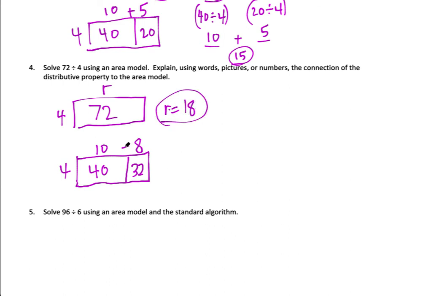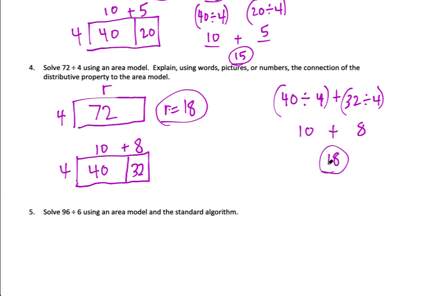Just add up your 2 partial quotients. Remember, this is called your quotient. These are parts of the quotient. Add them up to get your final quotient. Okay? Distributive property, we can definitely use that. So we broke our problem up into 40 divided by 4 plus 32 divided by 4. And that equals 10, and this equals 8. Add these up to get 18.